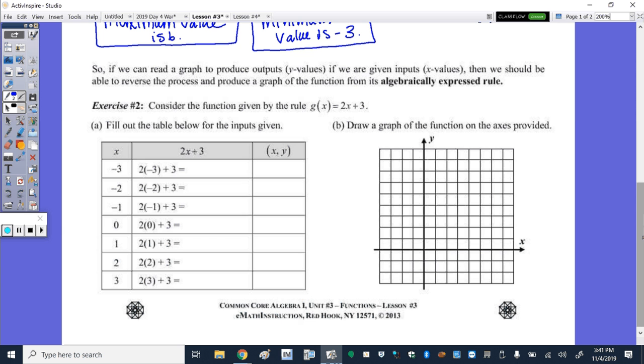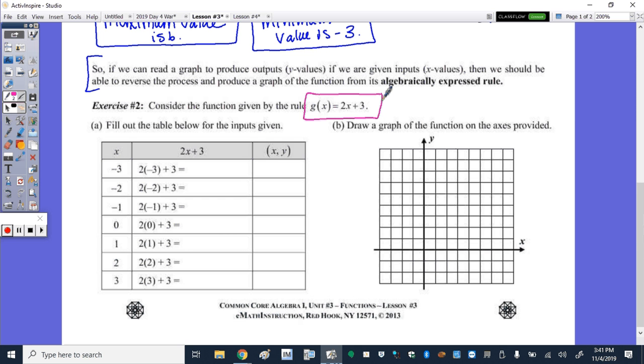All right, this example here. So reading right here, it says, if we can read a graph to produce outputs or our y values, if we're given their inputs, then we should be able to reverse the process and produce a graph of the function from its algebraically expressed rule. So consider the function given by this rule. So now the name of our function is g of x. Remember, it can be f of x, p of x, c of x.